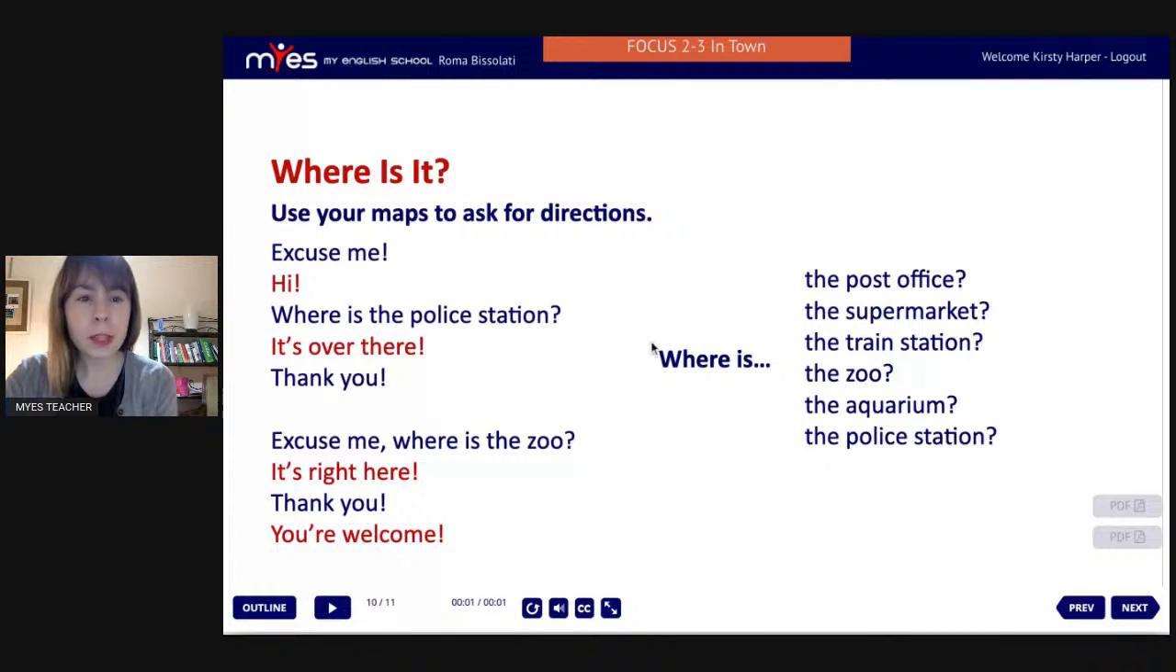Okay. So use your maps to ask for directions. Excuse me. Hi, where is the police station? It's over there. Thank you. Excuse me. Where is the zoo? It's right here. Thank you. You're welcome. Okay.